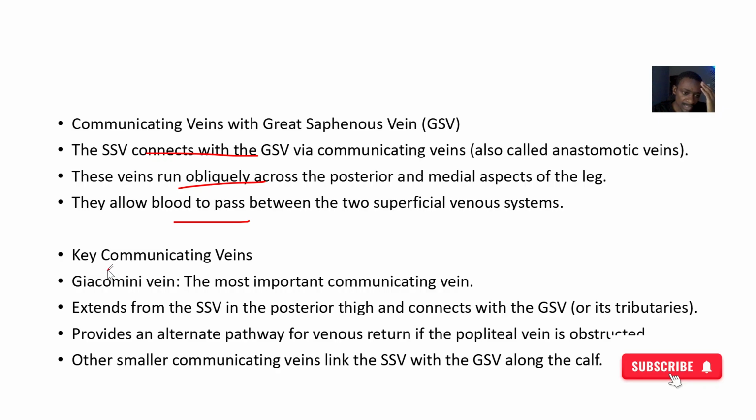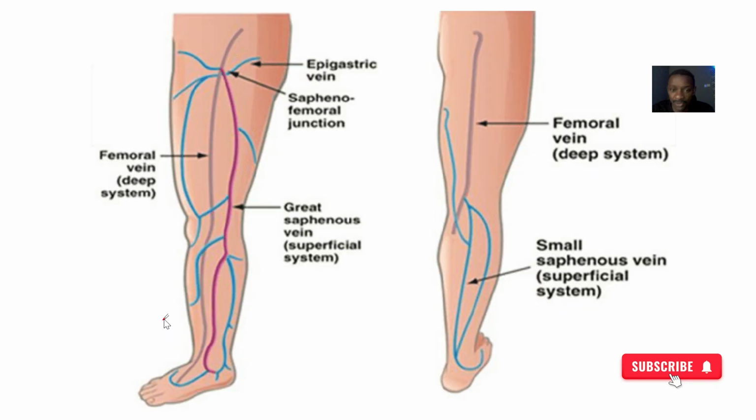So the key communicating veins, we have the Giacomini vein, okay, which is the most important communicating vein there. It extends from the small saphenous vein to, of course, the great saphenous vein. So Giacomini vein.